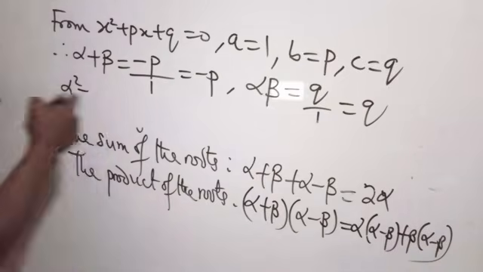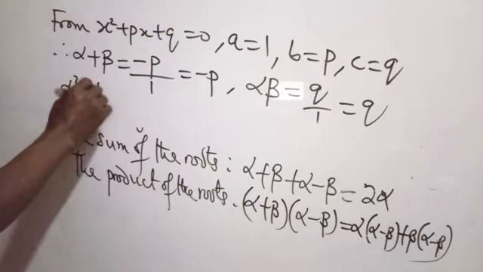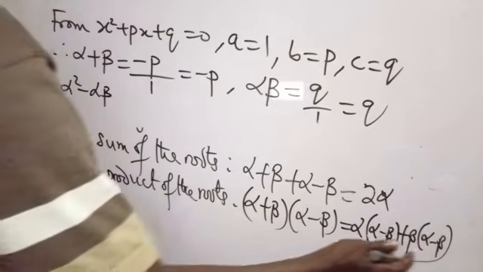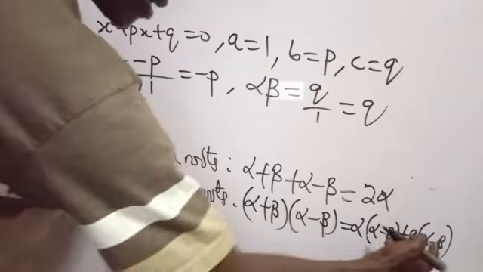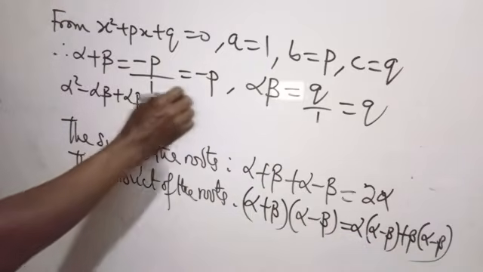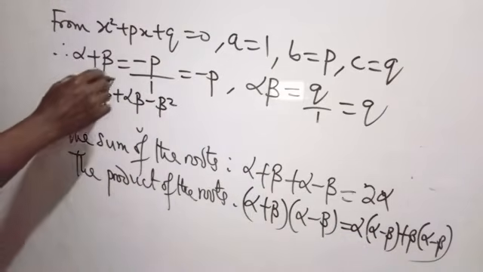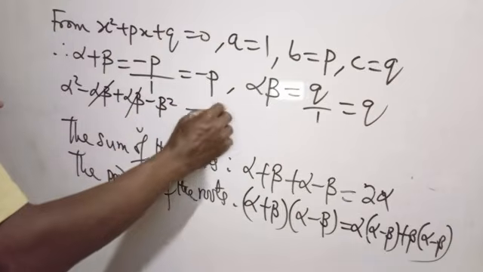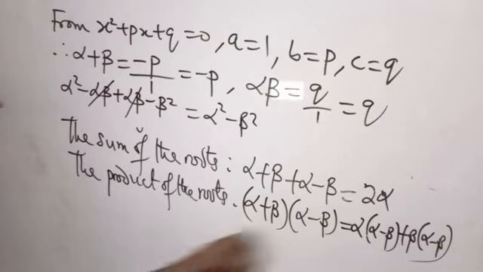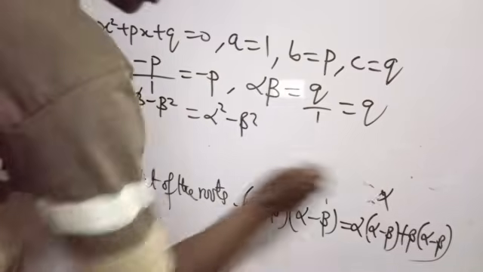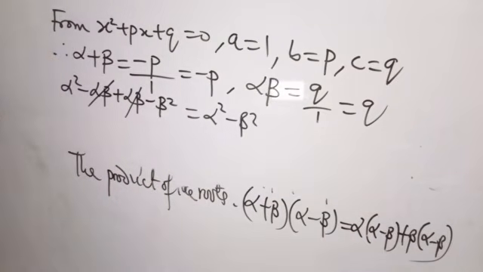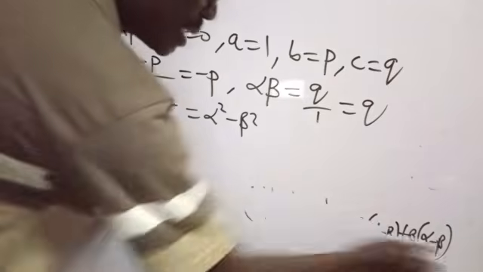Alpha times alpha is alpha squared. Alpha times minus beta is minus alpha beta. Now, plus beta alpha, that's plus alpha beta. Now, plus beta times minus beta, that's minus beta squared. So, automatically, this will cancel out this. So, we have alpha squared minus beta squared. That is the product of the roots. We have gotten the sum of the roots to be 2 alpha, while the product of the roots is alpha squared minus beta squared. Let's take note of that.